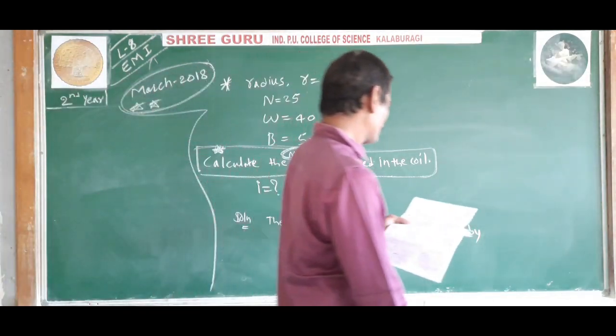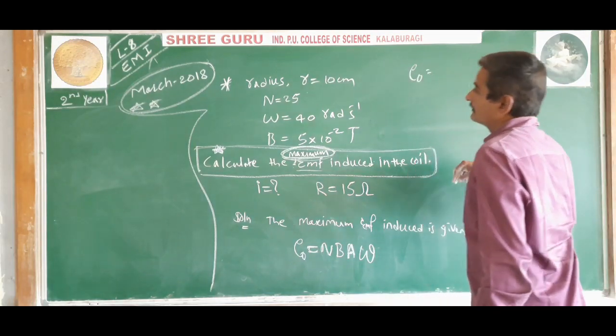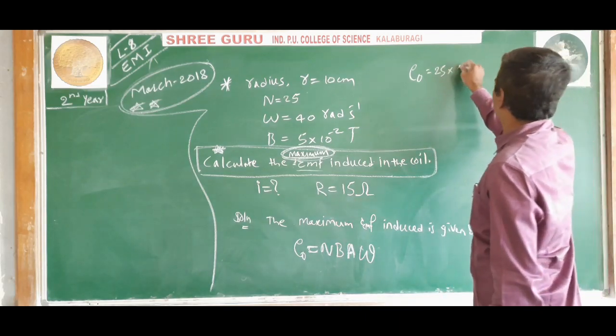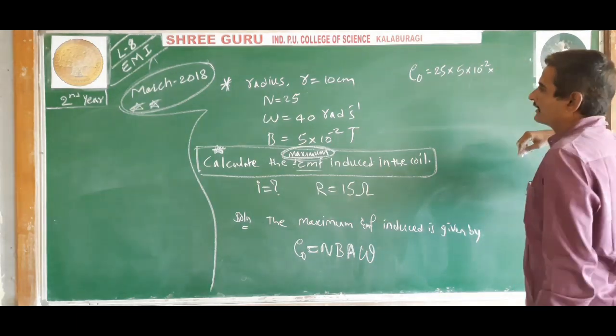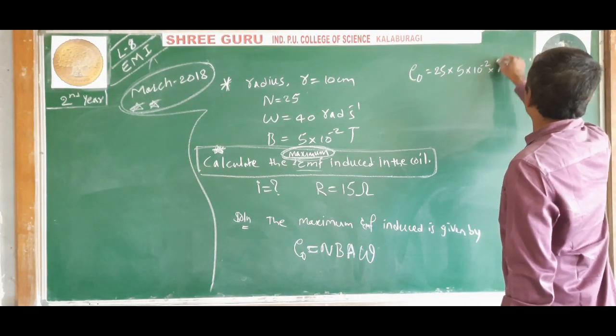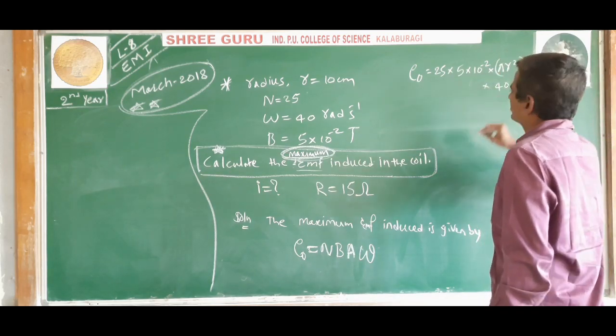So substitute the values. E naught is equal to N. N value is 25. Magnetic field B is 5 into 10 to the power minus 2 Tesla. And A, the area of the coil, you have to calculate as pi r square, into omega. Omega is given as 40 radian per second.